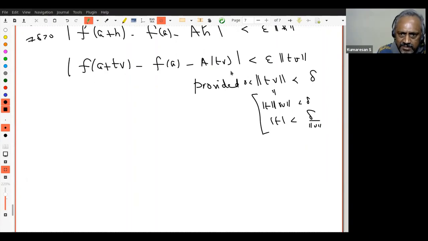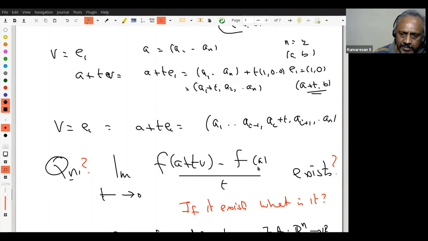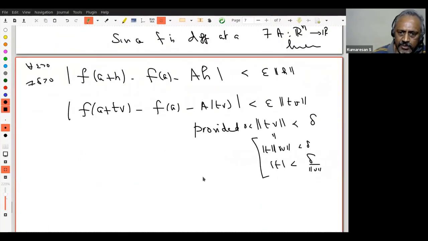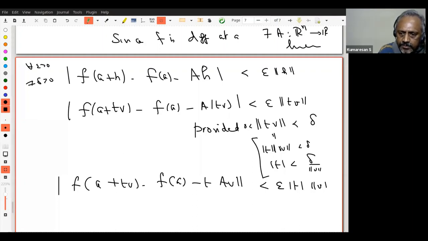But let's rearrange this term here. Notice that what I want to say is that the limit exists, f of a plus tv minus f of a by t. So what should I do? I should use the linearity of a here. So a acting on tv, the scalar t comes out. Therefore it is minus t times av. So the last expression is nothing other than f of a plus tv minus f of a minus t times av is less than epsilon mod t into length of v.